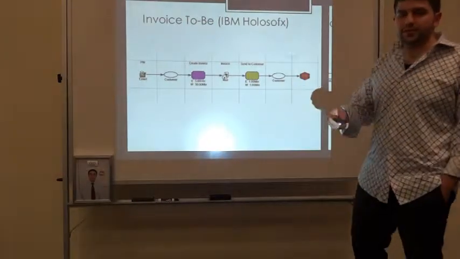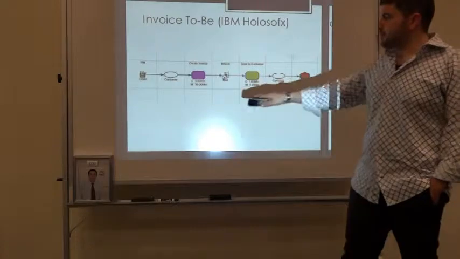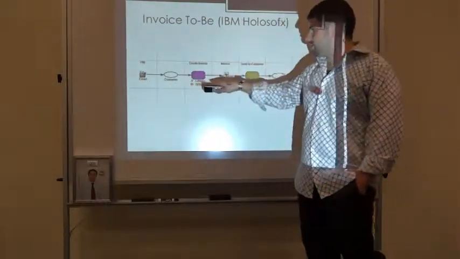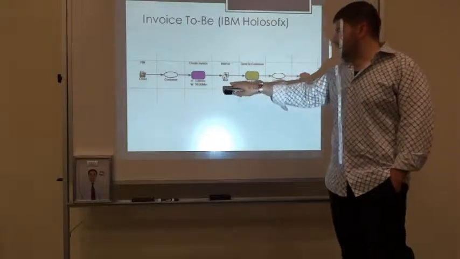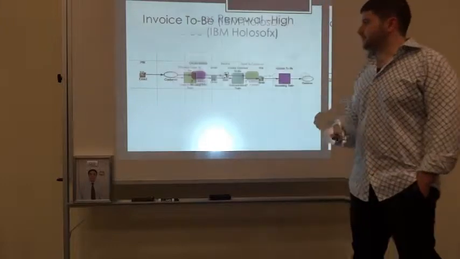Okay, from here, relatively simple process, but we wanted to model it anyway. This is the invoice to be. Basically it starts with the same file from the prior that gets sent to the customer, and then from there the invoice is created and mailed to the customer, and this is the end of our actual process.